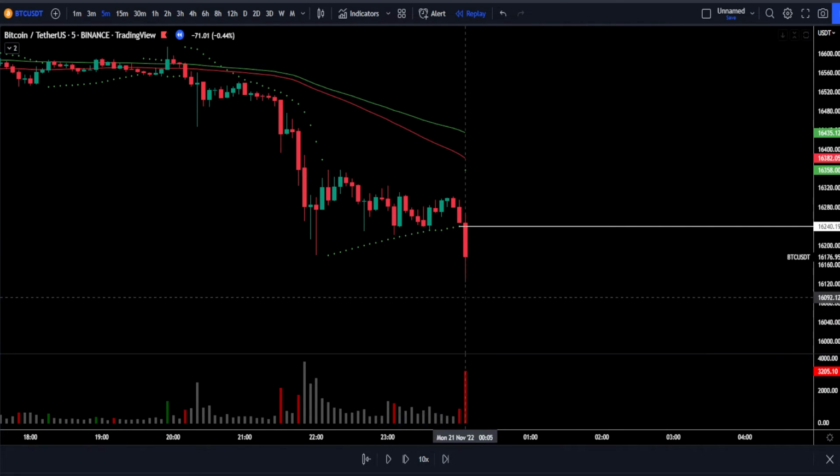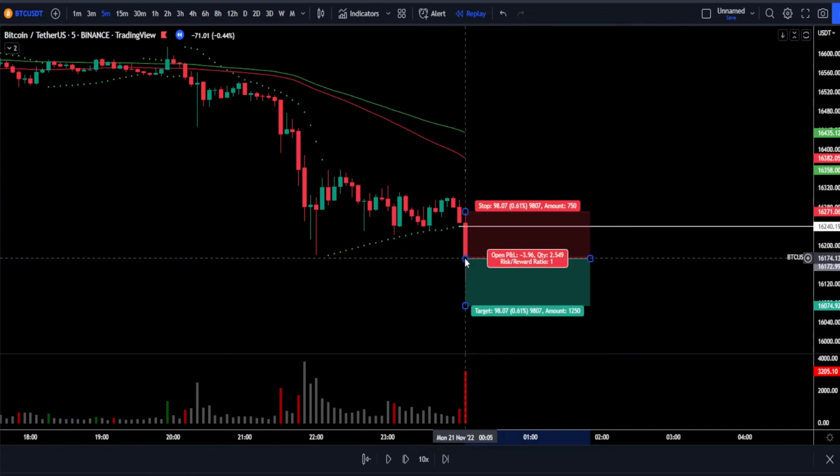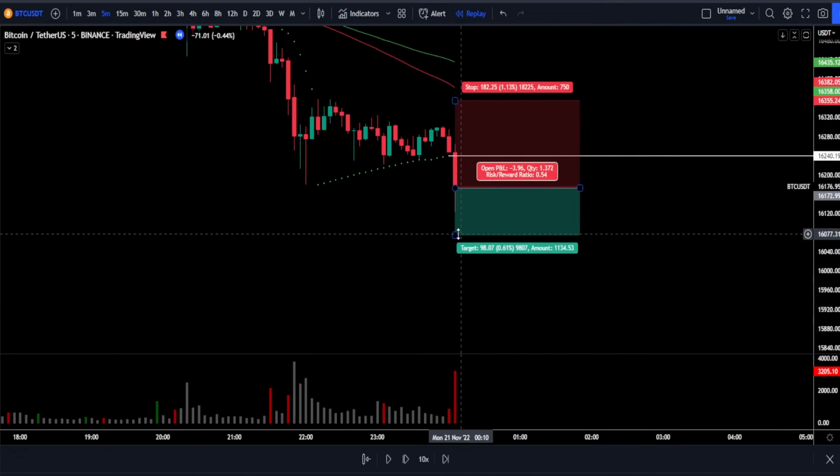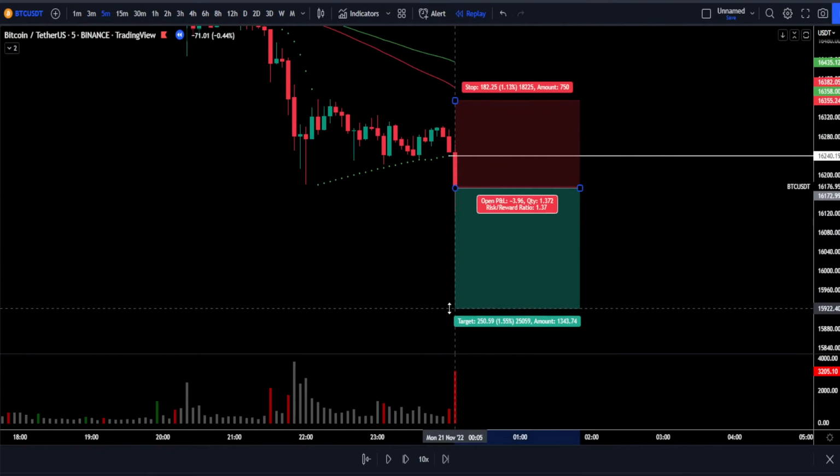So we would safely enter our short position on the close of our trigger candlestick. Our stop loss will be set at our parabolic SAR dot. And once again, we're going to be targeting 1.5 times the risk.